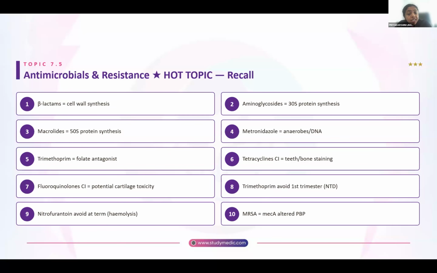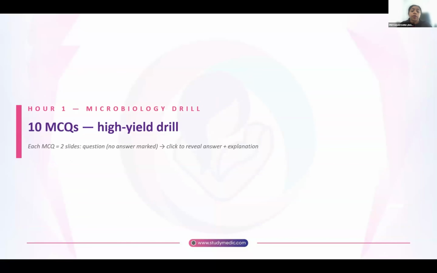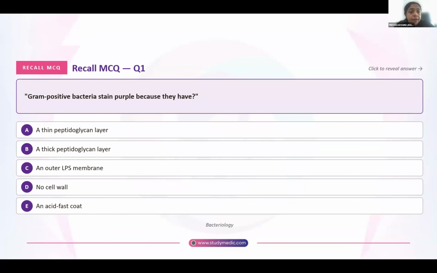Fluoroquinolones cause potential cartilage toxicity. Trimethoprim, avoid in first trimester. Nitrofurantoin, avoid at term because this is a cause of hemolysis. And lastly, your MRSA. MRSA alters your binding protein. So now let's look into some common SBAs, the common MCQs that are seen in your exam.